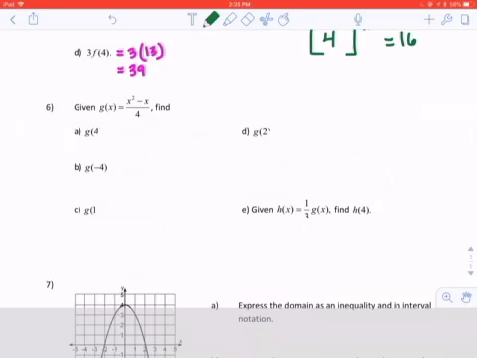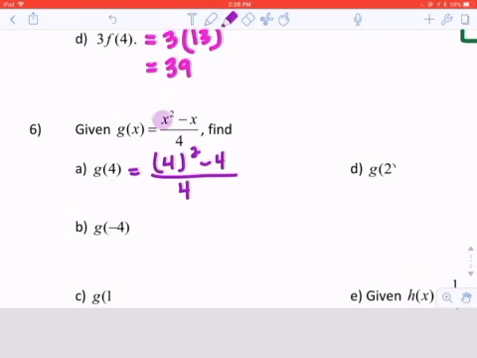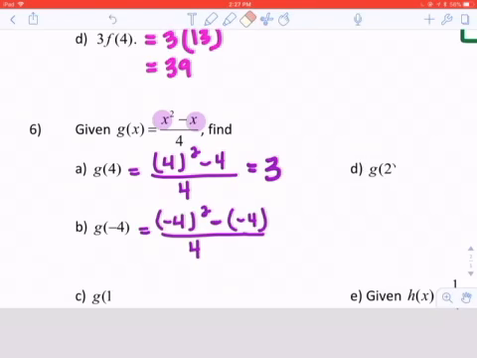Okay, continuing with evaluating functions. Let's take a look here. g of 4. You're going to substitute 4 everywhere you see x. 4 squared minus 4 divided by 4. And the answer there is 3. How about the next one? Negative 4 squared. Be so careful, you will see this on the test tomorrow. Squaring a negative, put it in parentheses. Negative 4 squared is positive 16, and then minus this negative 4 is plus 4. So that's 16 plus 4 is 20, and 20 divided by 4 gives us 5.